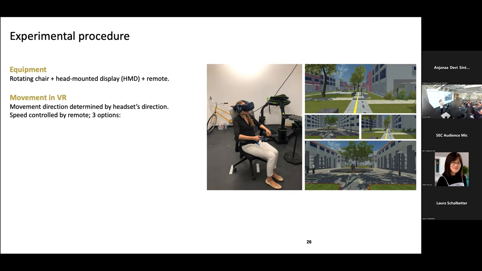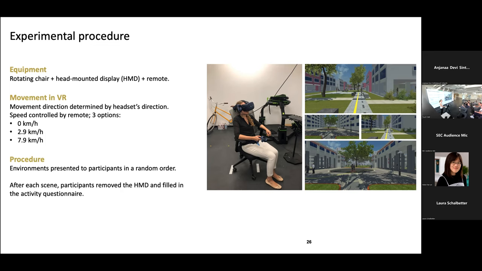You could move by pressing the trigger on the remote control. And there were three different movement speeds: just staying still, then a slow walking speed and a running speed, just to create some difference between the speeds. Then each participant was shown 9 different environments in random order. After each environment, the participants had to fill in the activity questionnaire that I showed earlier. And then after all the scenes, the participants had to fill in the post-experiment questionnaire.